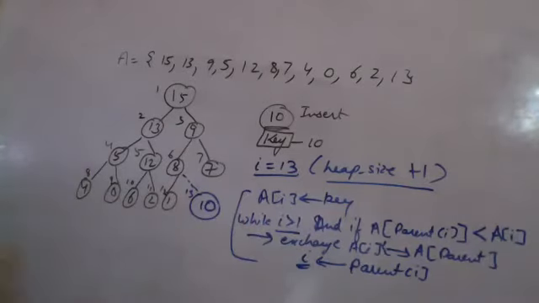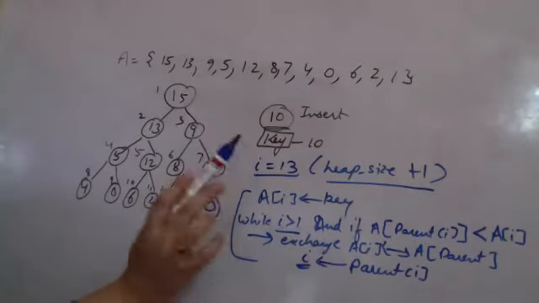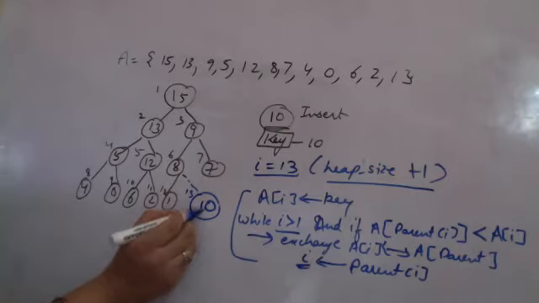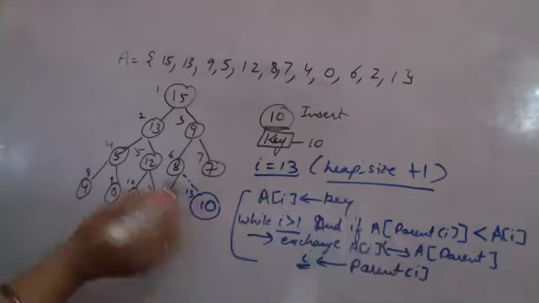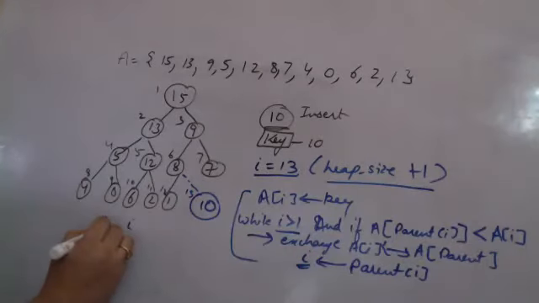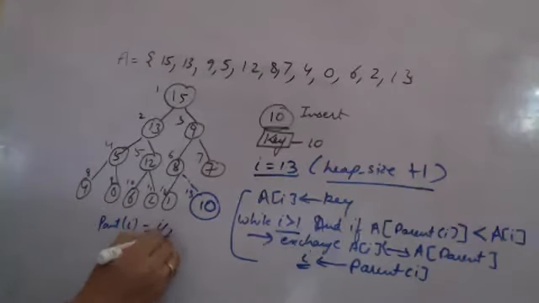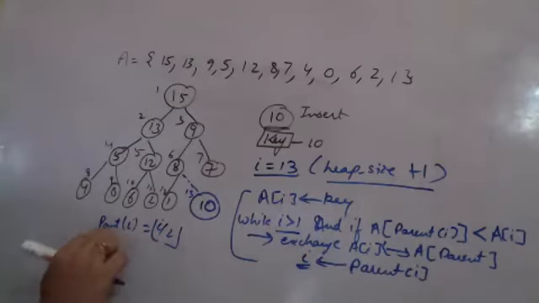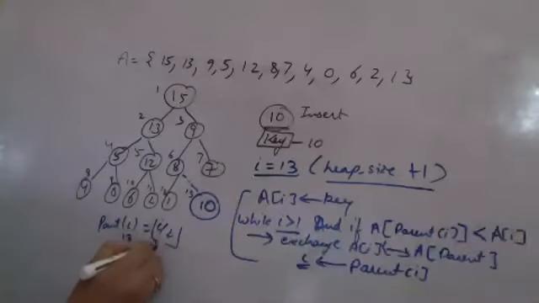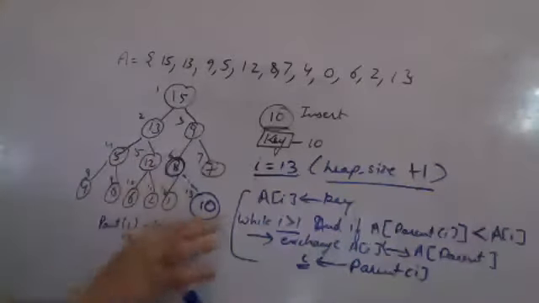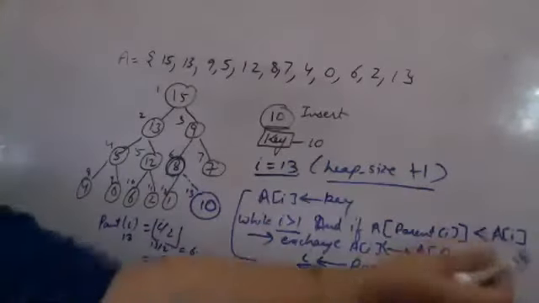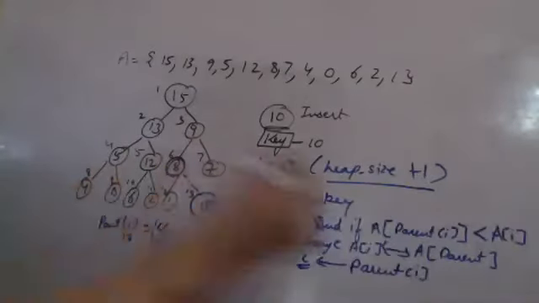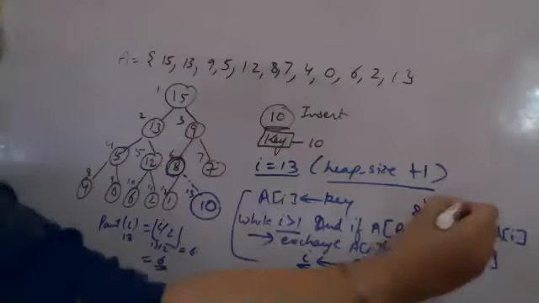Now let us see what is happening. i is 13, key is 10. Here I am checking i is greater than 1, i is 13 initially. In A of i we put 10. Now A of parent of i: if you recall, parent of any i is the floor of i by 2. So currently i is 13, so parent of 13 is 13 by 2, which is 6 point something, so 6 would be the parent. So 6 is the parent for 10. Now I am checking A of 6 is less than A of i. A of 6 is 8. 8 less than 10 is true.